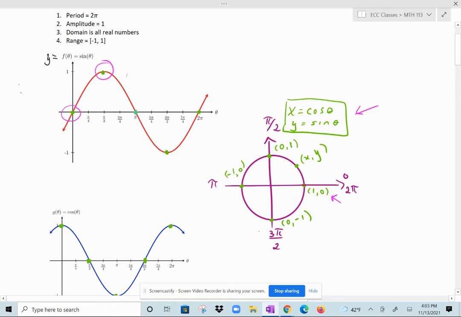At pi, the sine value is 0. So I'm back to the horizontal axis. And at 3 pi over 2, the y value is -1. So I have my other point. And then the last point in the period is back at 2 pi, which returns us to a value of 0. So there is your point.